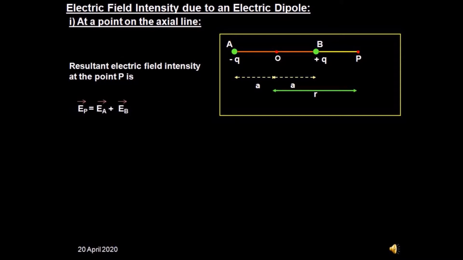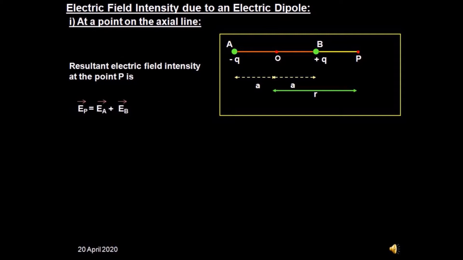So the total distance from minus q to plus q is 2a. From the center O, minus q is at distance a, and from the center O, plus q's distance is also a. So this way the total distance is 2a. Now our target is to find the electric field due to this dipole.